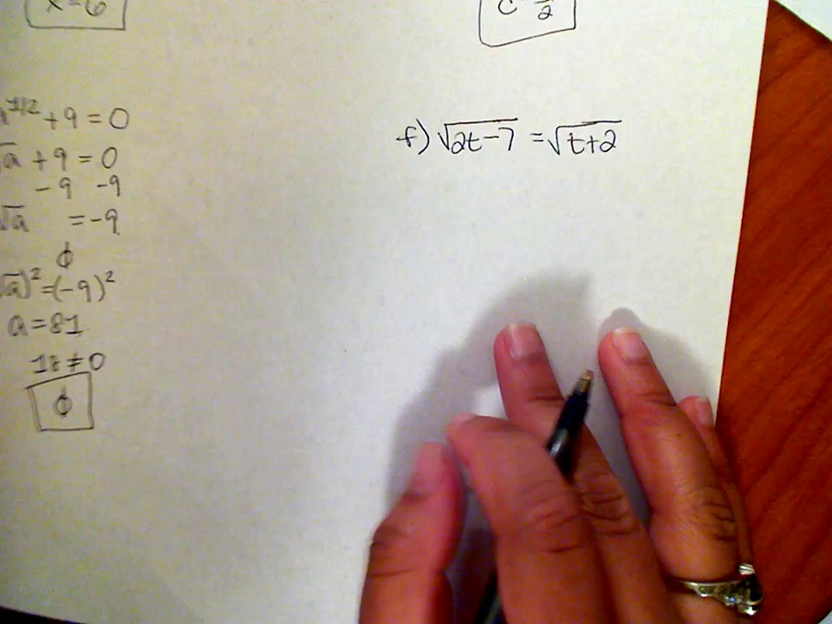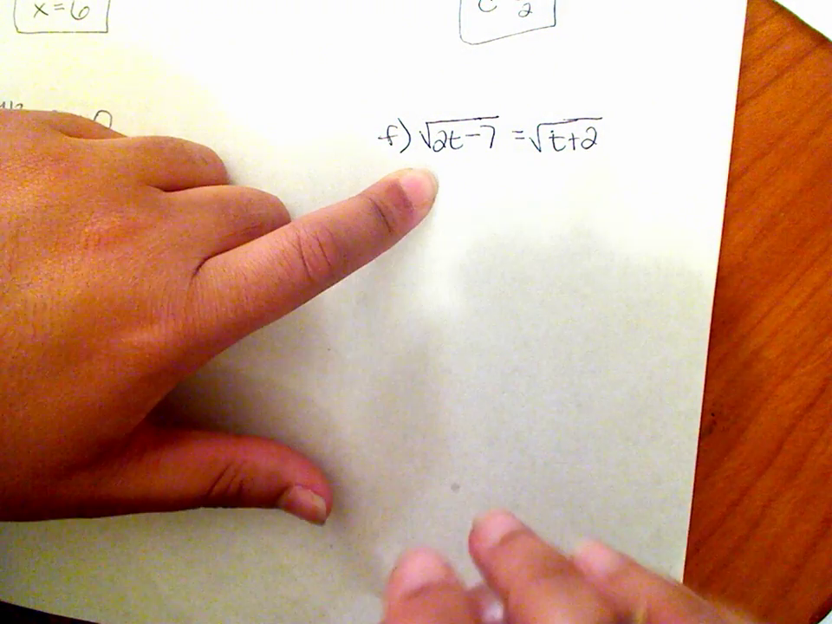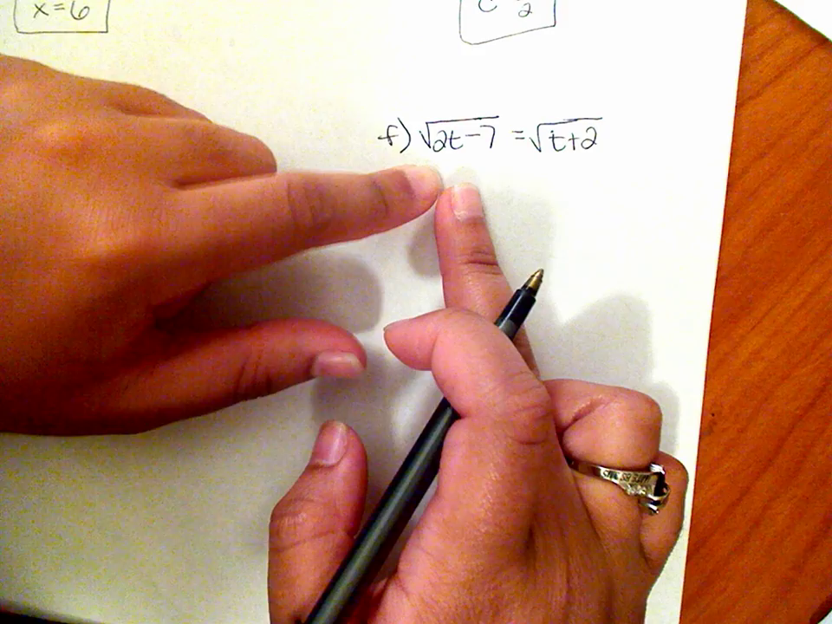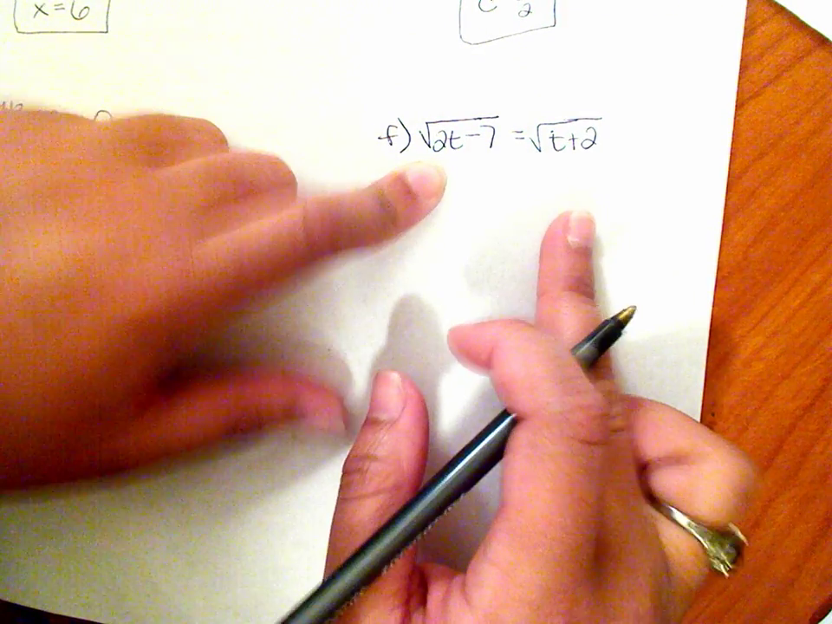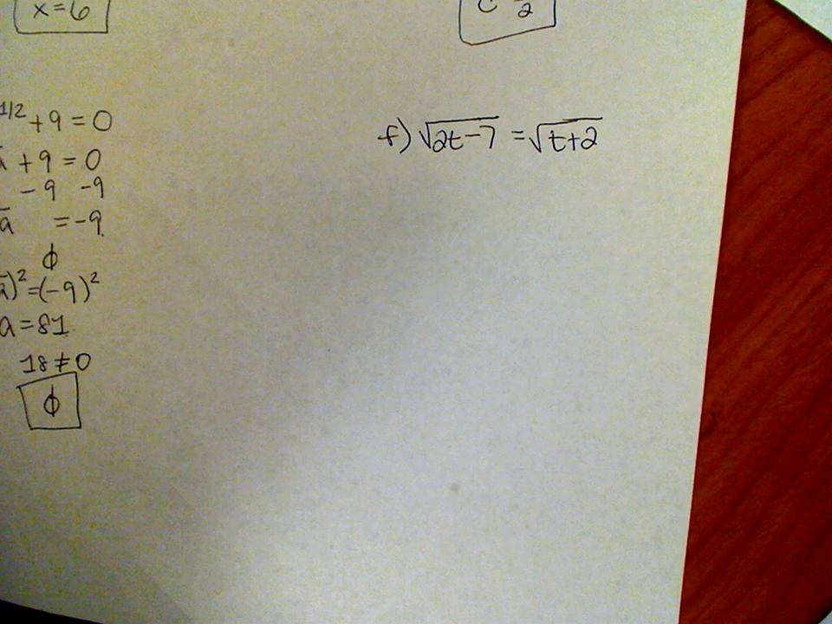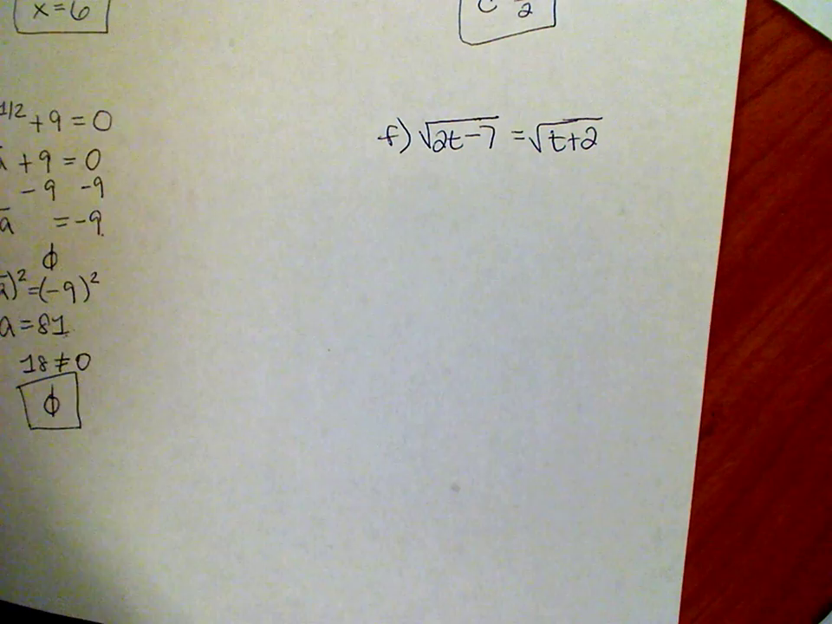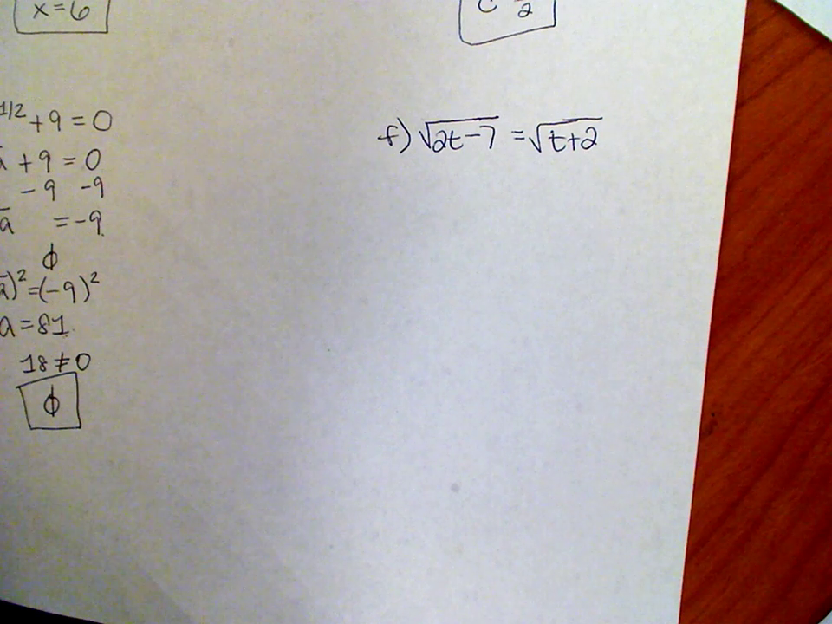Alrighty, and lastly, let's take a look at F. So I changed the problem. The original problem was the square root of 2t minus 7 equals the square root of t plus 2 minus 5. If you were to solve the original problem on the study guide, it would be a whole lot of work just to find that it's no solution. So you'd have to square both sides twice. I don't know if y'all have been taught how to do that, so we're just gonna make the problem simpler.